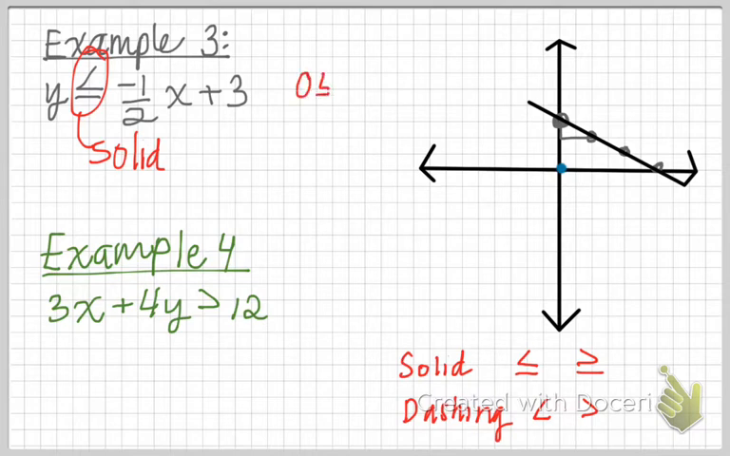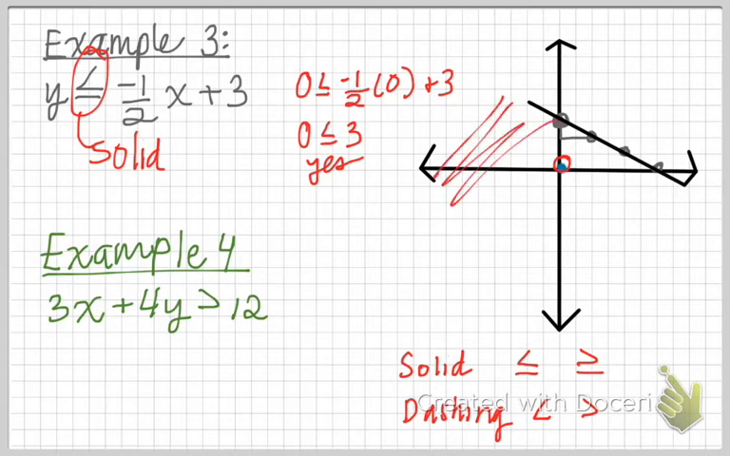We get 0 is less than or equal to negative 1/2 times 0 plus 3. So we get 0 is less than or equal to, well, negative 1/2 times 0 is 0, plus 3. Is that true? Is 0 less than or equal to 3? If the answer is yes, and it is, that's telling me I should shade on the same side as that point I plugged in. So I'm going to shade now below.